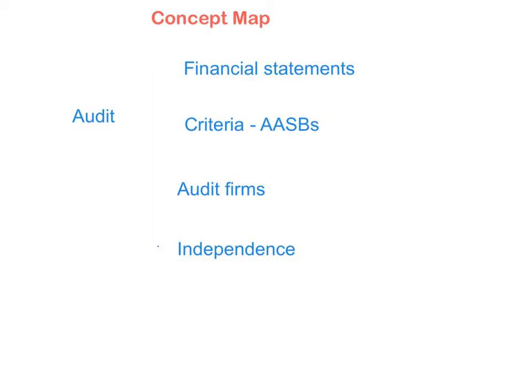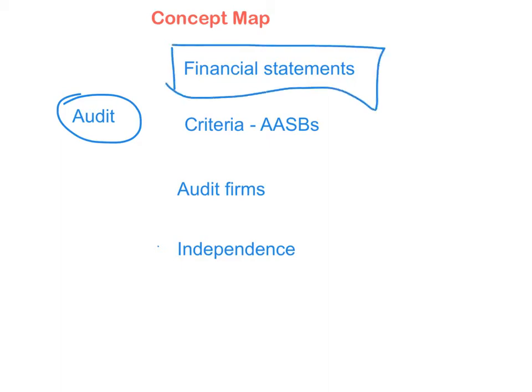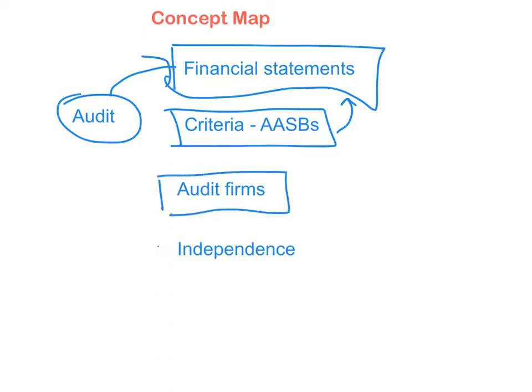So we've got our audit. We've got a document that's the financial statements. We're going to learn about flowchart shapes a little bit later on. There's our financial statements. They have to be put together according to some AASB criteria. The audit is actually conducted by the audit firms, and the audit firms need to be independent. That's basically what we know so far.